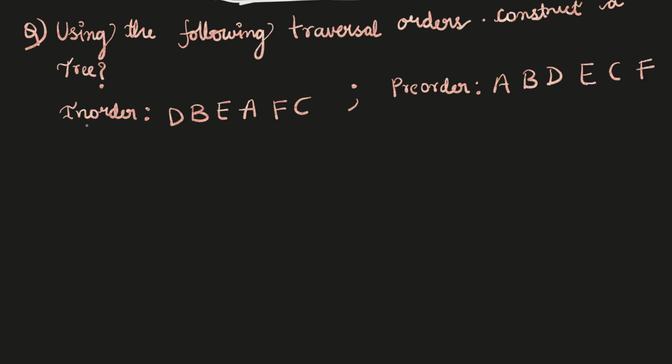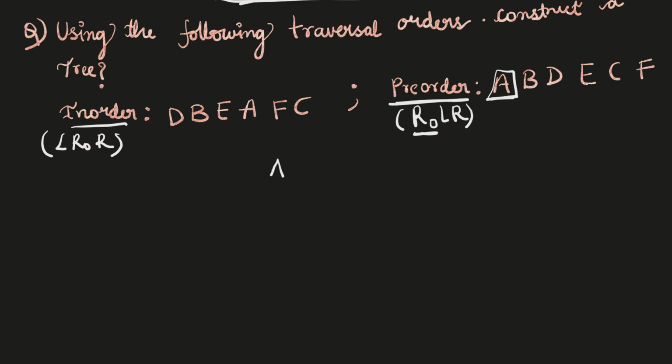So here he has given us two types of orders and he is asking us to construct a tree based on this. So what is in order basically? It is left, root and right. What is pre-order? Pre-order is nothing but root will come before. Root, left and right. Okay. So from this we can clearly see that root is coming first in the pre-order. So we can directly say that A is the root element. So we will write A as the root. We have found the root.